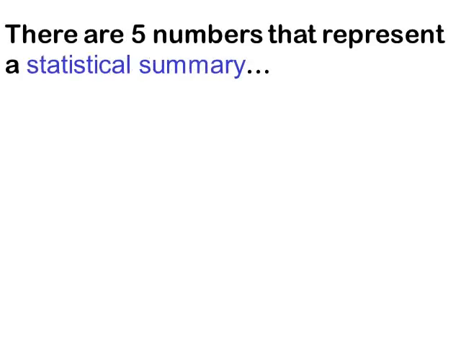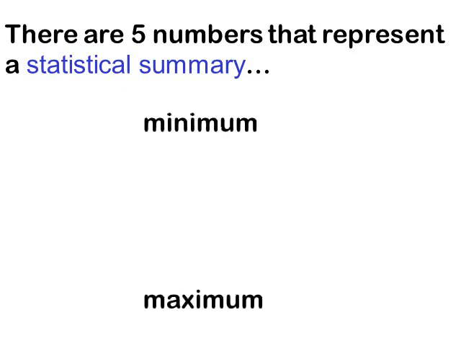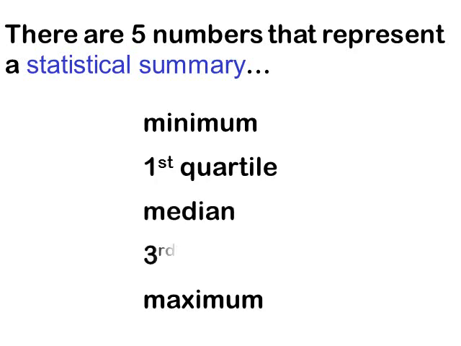There are 5 numbers that represent a statistical summary. Those are the values that we plotted in our box-and-whisker plot: the minimum, the maximum, the first quartile, the median, and the third quartile.